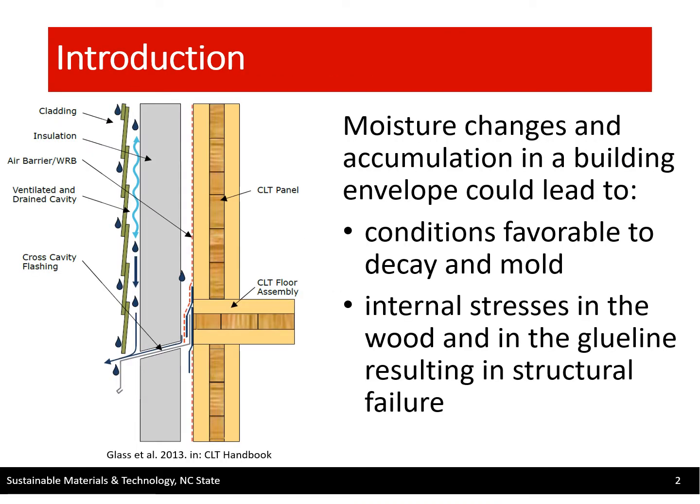Moisture accumulation in a building envelope with cross-laminated timber as wall component is an important consideration in the adoption of CLT in the construction industry. Water accumulation could cause conditions favorable to decay and mold. In addition, internal stresses in the wood and in the glue line due to moisture content variation could lead to structural failure.